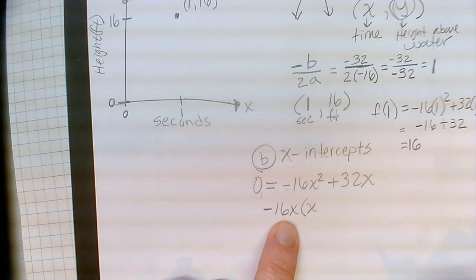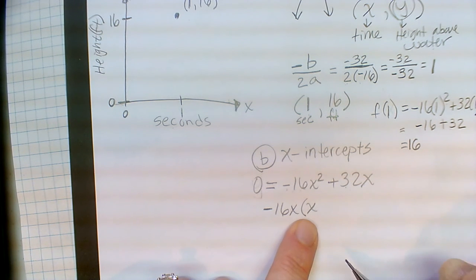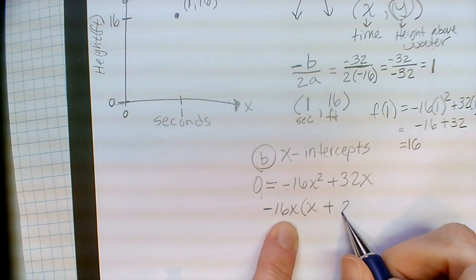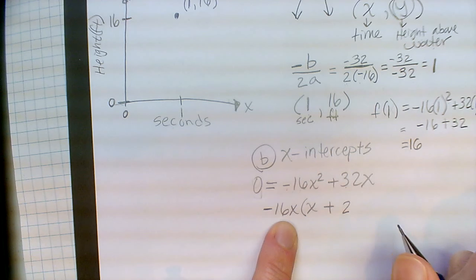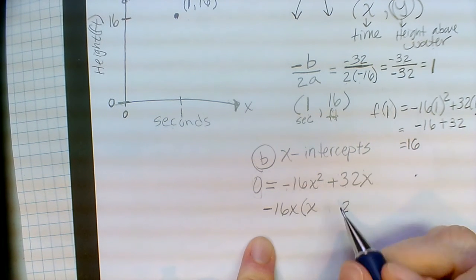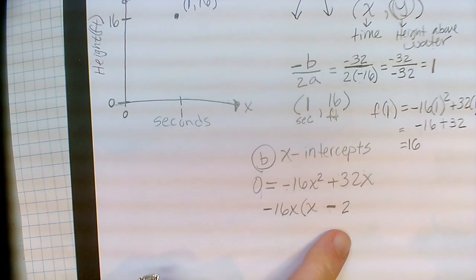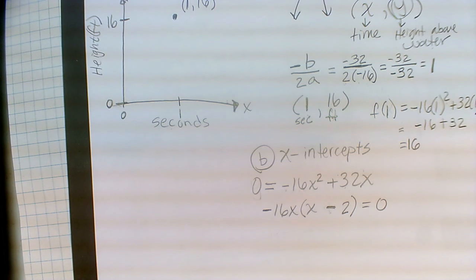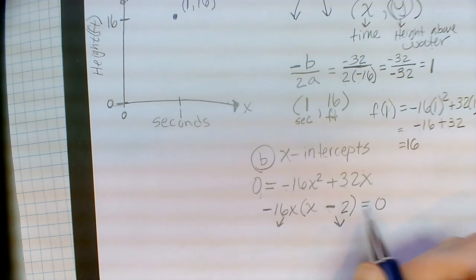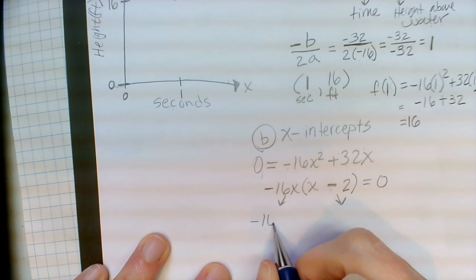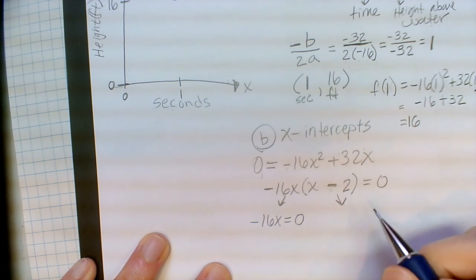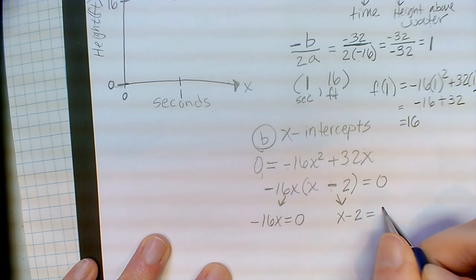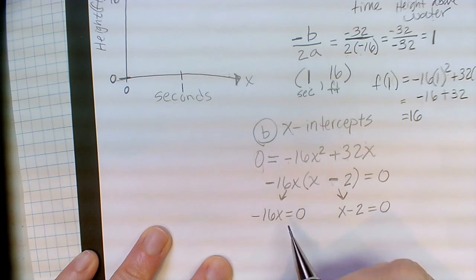What's left in the parentheses would be 1x, right? Because negative 16x times x would give us negative 16x squared. And then plus, let's see, negative 16x times 2 would give us 32x. Oops, this needs to be minus 2, right? Because a negative times negative gives us a positive, okay? And then we're going to set all that equal to 0. This is when you separate into the 2 equations. So I've got negative 16x equal to 0, and I'm also going to set this x minus 2 equal to 0 as well. Let's solve them both for x.